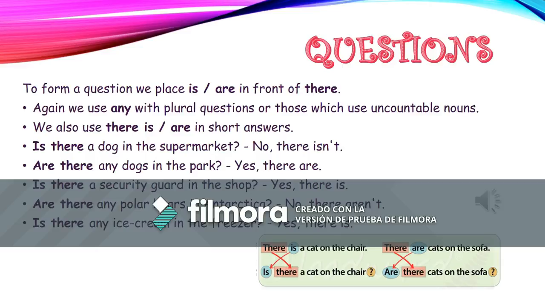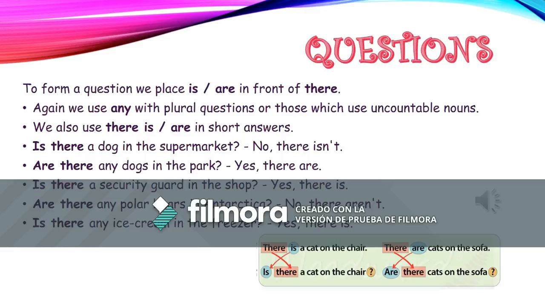Examples. Is there a dog in the supermarket? No, there isn't. Are there any dogs in the park? Yes, there are. Is there a security guard in the shop? Yes, there is. Are there any polar bears in Antarctica? No, there aren't. Is there any ice cream in the freezer? Yes, there is.